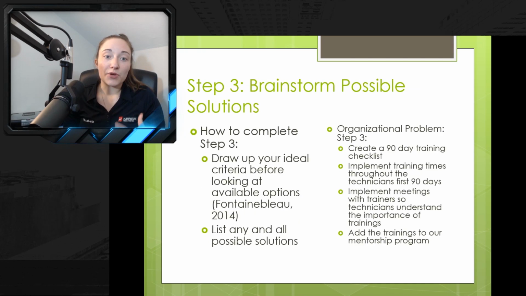Step 3 is going to be to brainstorm possible solutions. How you complete step 3 in any context would be to draw up your ideal criteria before looking at available options. Fontainebleau recommends that you do this so when you are brainstorming, you have somewhat of an idea of where you want to go. This really enables you to come up with solutions that might actually be useful instead of potentially wasting your time on solutions that are so far out of the park that there's no way they could ever be practical in your organization. So list all the solutions you come up with.